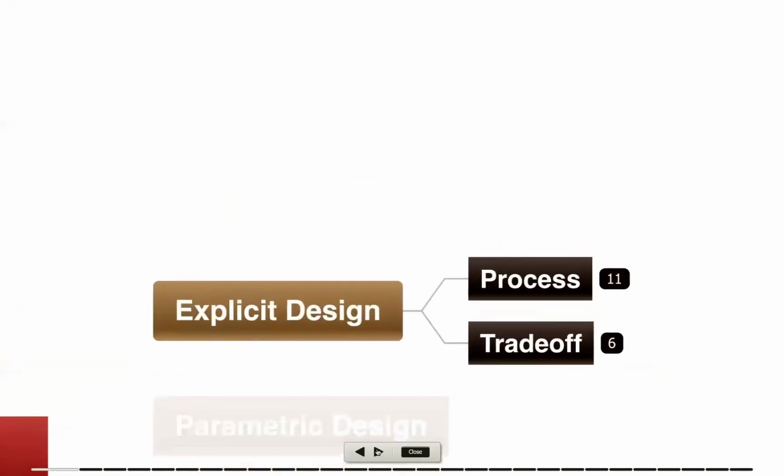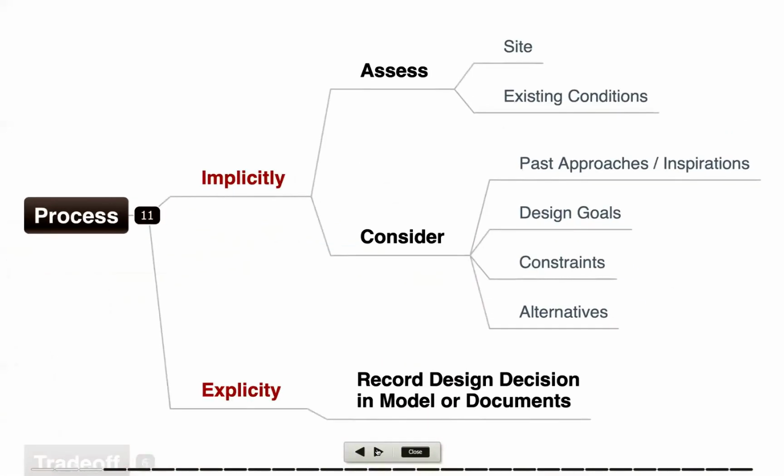If we start with the world of explicit design, that's what I call what we typically do when we are modeling in a tool like Revit or AutoCAD, where we explicitly go through and decide where to place different objects and then put them into the model at those places. So if we think about the process we're using, typically we're implicitly assessing the site, the existing conditions. We're considering in our minds some of the past approaches that have been used, some of the inspirations that may be guiding us, thinking about our design goals, maybe some of the constraints, maybe even some of the different alternatives. But all that typically is going on in our minds.